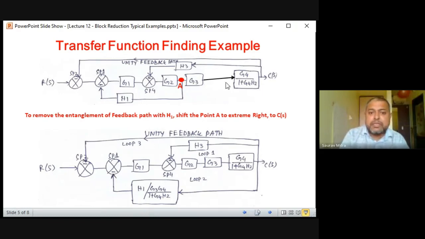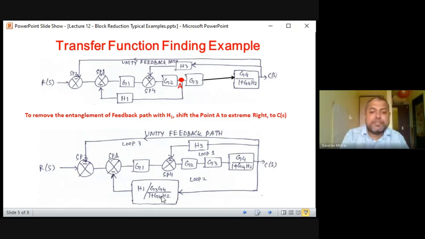And what is the gain in between? It is G3 G4 divided by 1 plus G4 H2. I told you that you can write a big gain Gx for that. So in that case, it will be H1 divided by Gx. And how much is Gx? Gx is G3 G4 divided by 1 plus G4 H2.